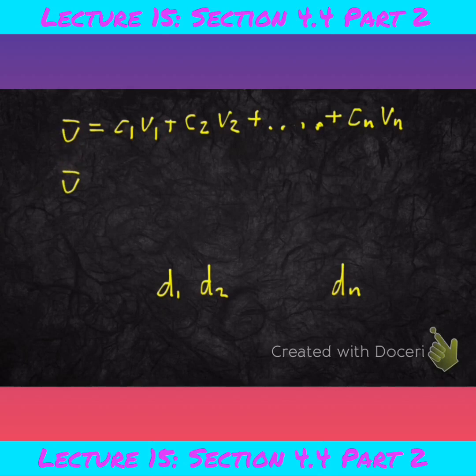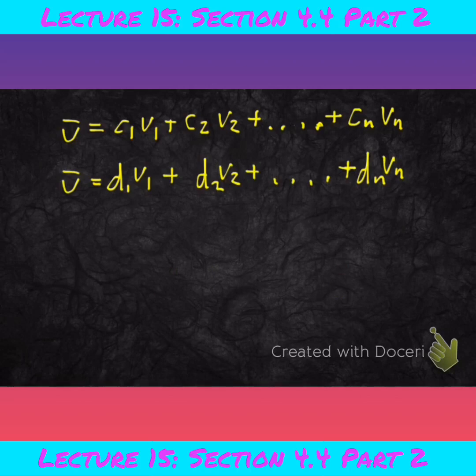Alright, so let's take the vector v1, the vector v2, up until the vector vn, with scalars d1, d2, up until dn. Alright, so there you've got two different representations.